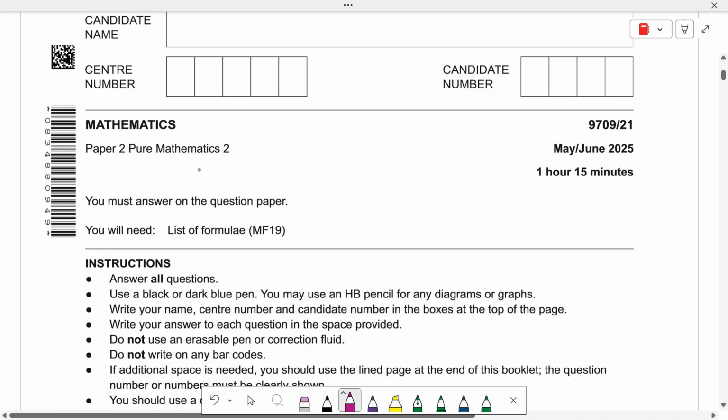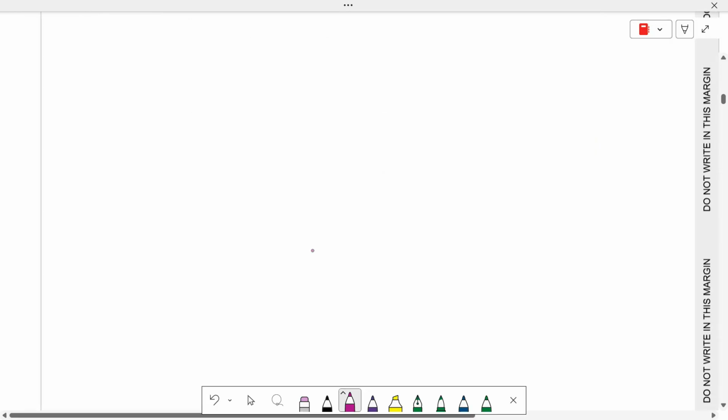Okay, we are going to start the question paper of Pure Mathematics 2, and the exam was May/June 2023. So let's move to question number 1.